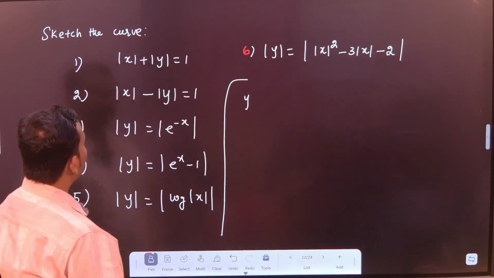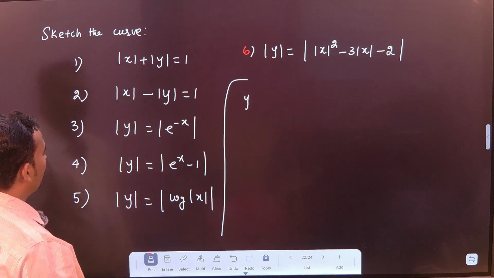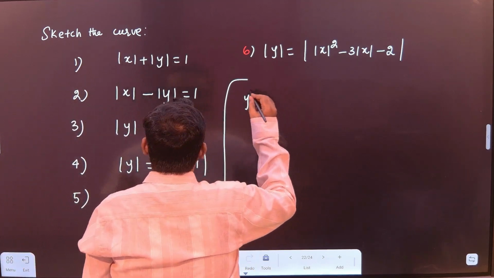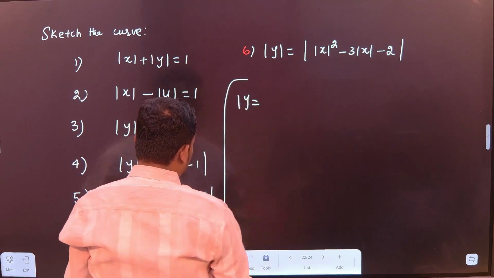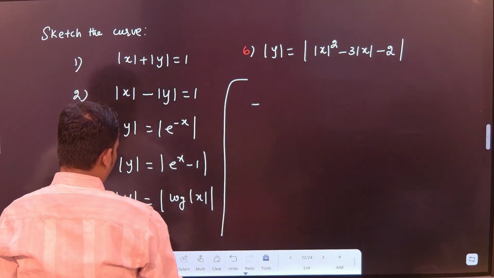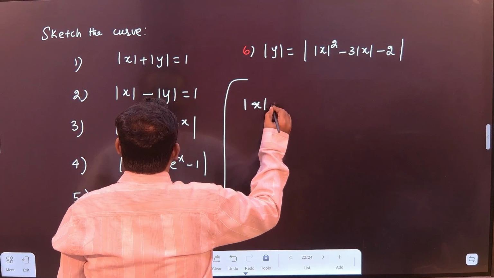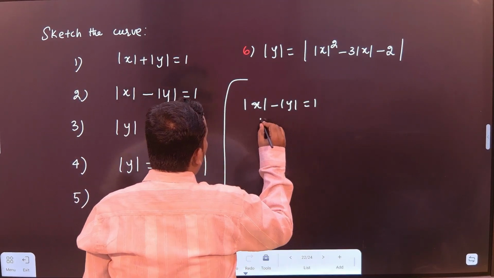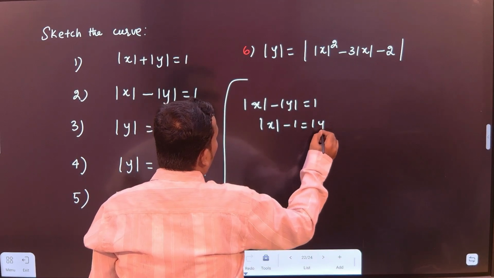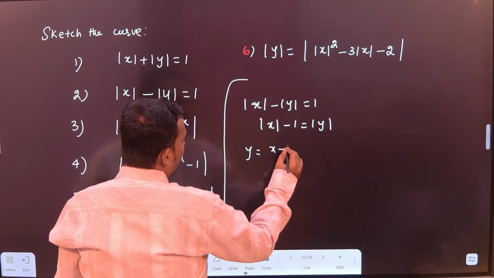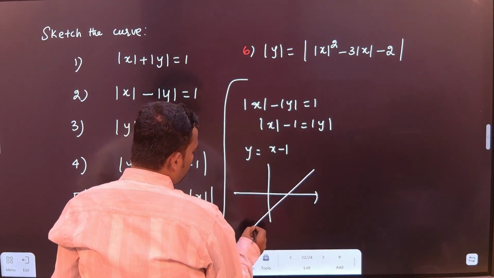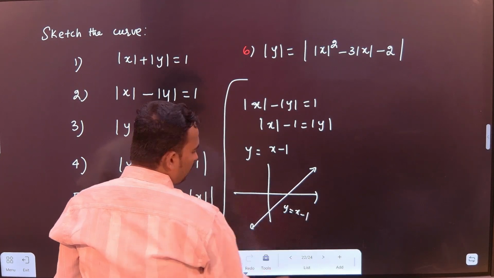Mod x minus mod y is equal to 1. You can do it, no? The same idea. So I will do it quickly. So what is the graph here? Mod x minus mod y is equal to 1. That means how to draw this? Mod x minus 1 is equal to mod y, right? So what is the reference graph? x minus 1 you can take. So what is x minus 1? The x graph is there. You shift it 1 unit down. This is the y is equal to x minus 1 graph.